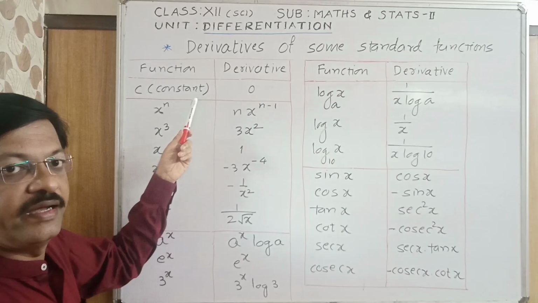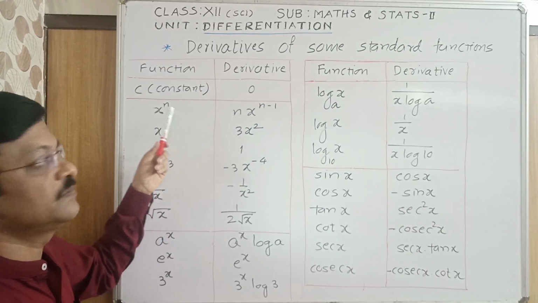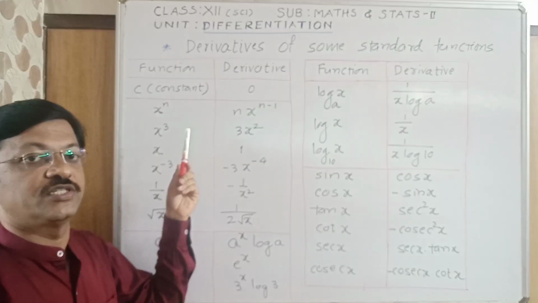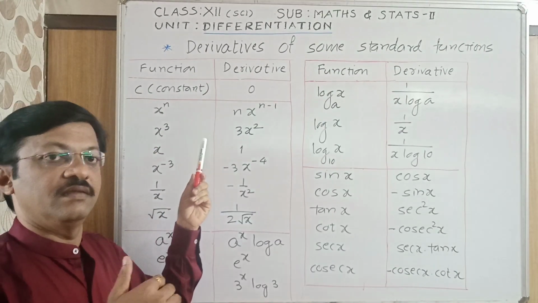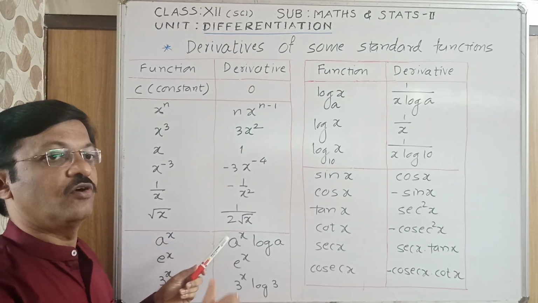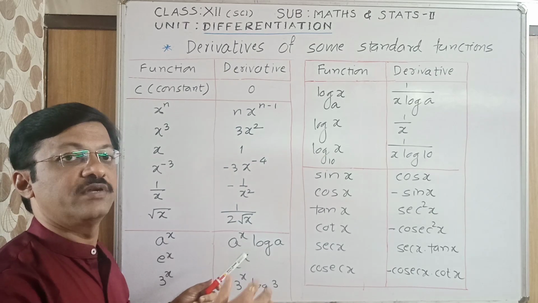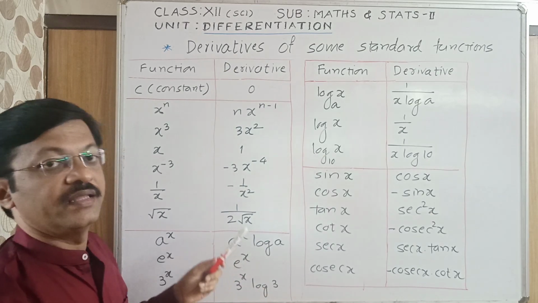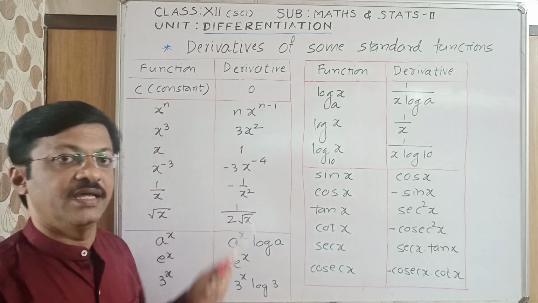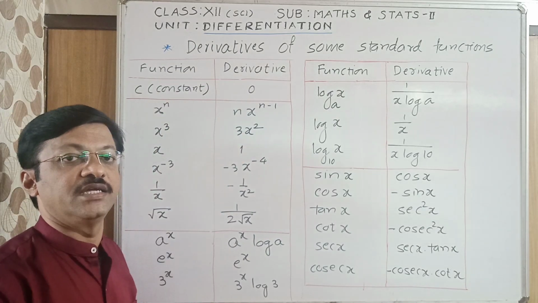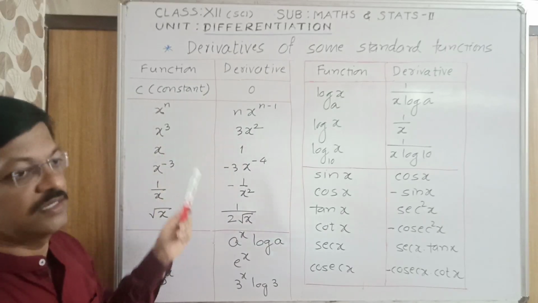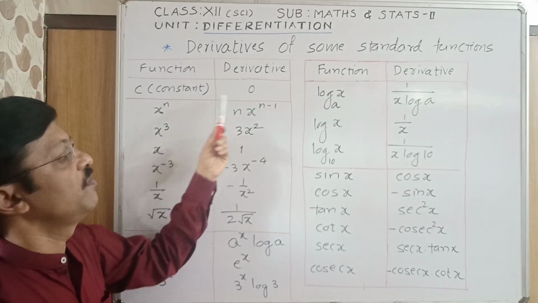The logic behind it is easy to understand. A constant is something which is not changing, so if a function is a constant, there is no rate of change. That means the derivative of a constant is 0, because derivative means rate of change, and the rate of change is 0 because the function is constant. So the derivative of a constant is 0; you can remember it.